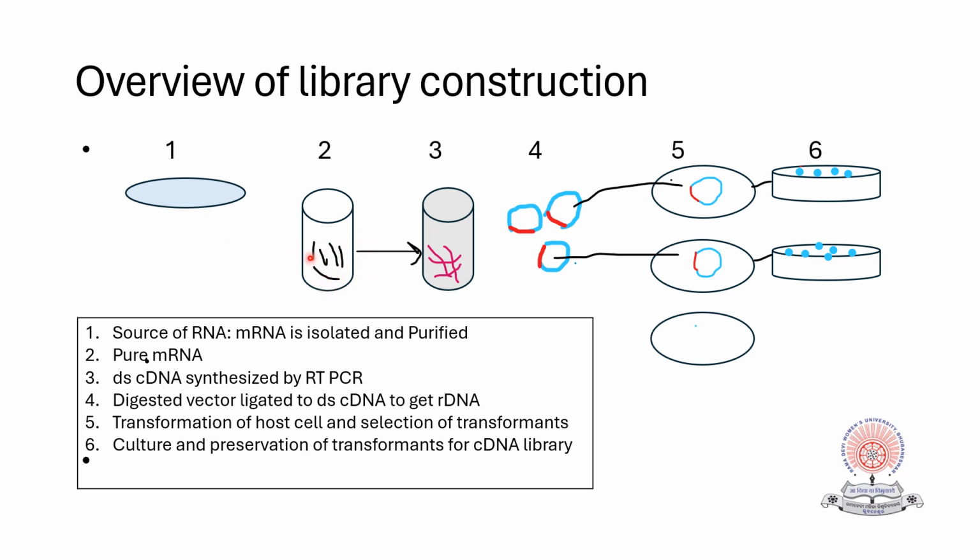Purified mRNA is used for the synthesis of double-stranded cDNA by using RT-PCR. Then the blue one is the digested vector that is ligated to the cDNA. Each is a different piece of cDNA. In the next step, the recombinant DNA is introduced into the host cell. The host cell is multiplied in a culture plate, and now this plate contains colonies of bacteria, and in each cell of the bacterium there is this particular piece of cDNA. So these plates together, if we combine all the cDNA and all the plates, is called a library.